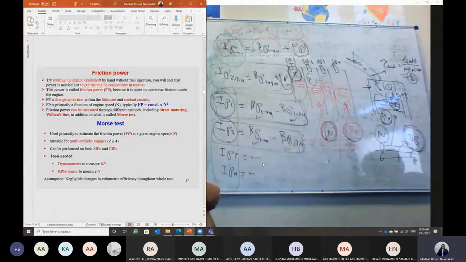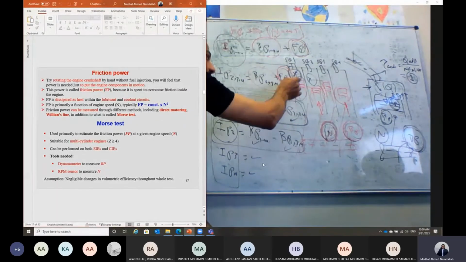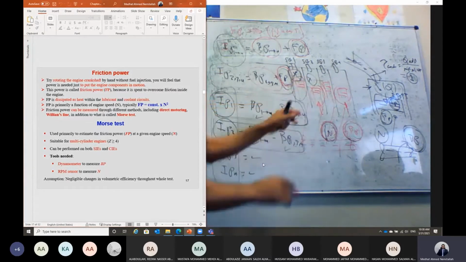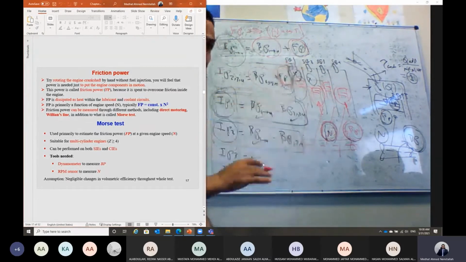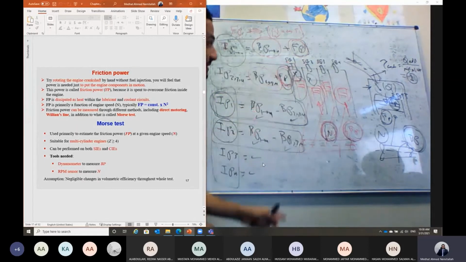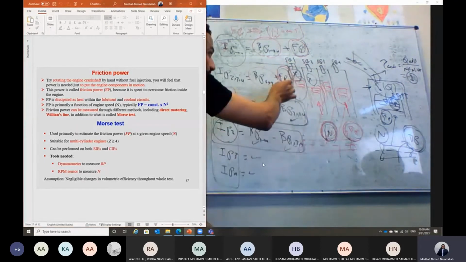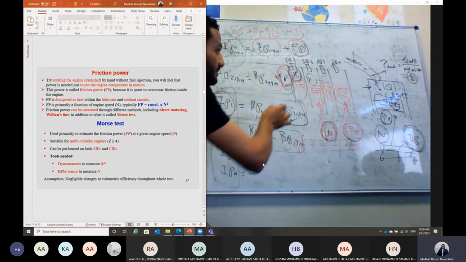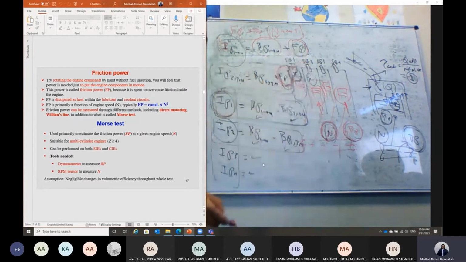But the friction loss power in all cases will be the same, because when we cut the spark plug of one cylinder, the piston is still moving up and down. But we don't have combustion. So its participation in the friction loss power is still involved. So when we subtract the two equations, we get the indicated power for the cylinder whose spark plug we cut.